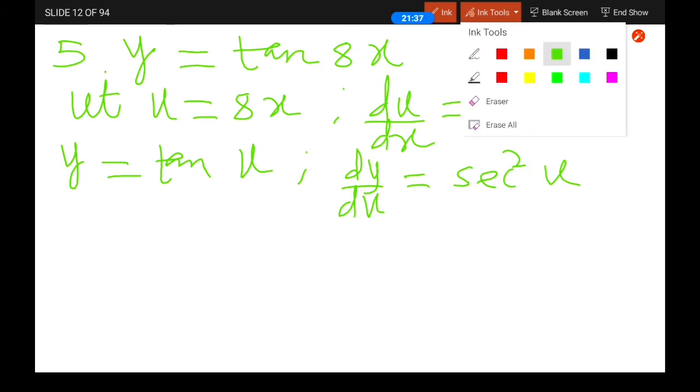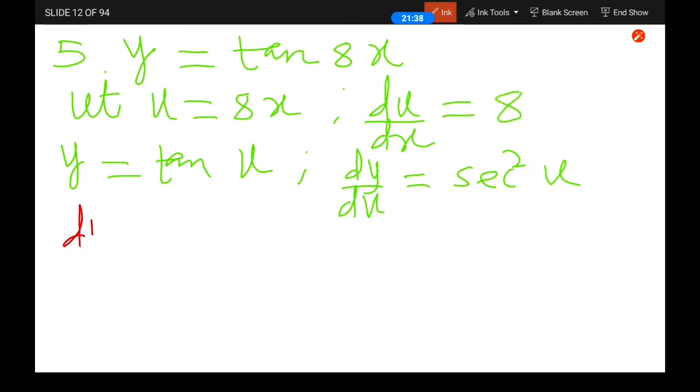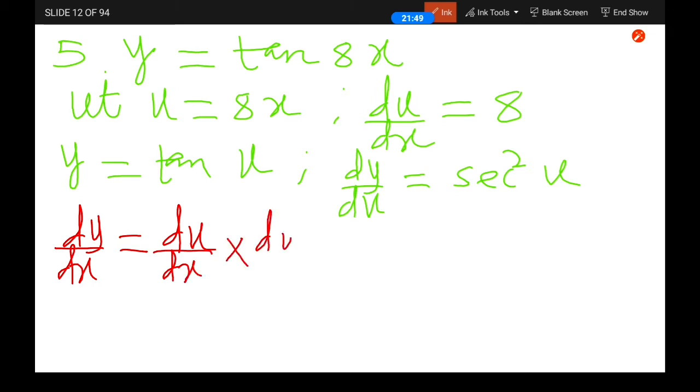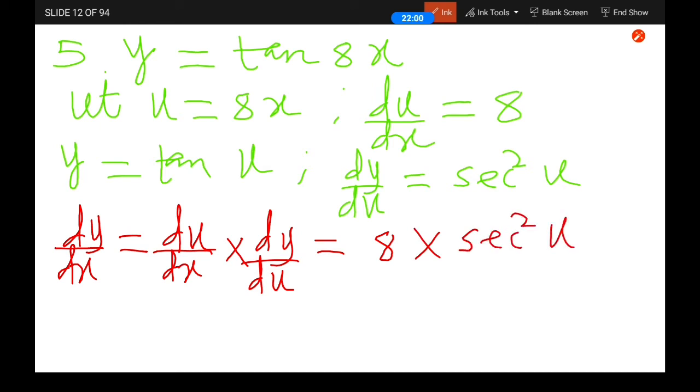Such that our dy dx will now be equal to du dx times dy du. Such that du dx, 8, times dy du, sec square u. Now let's put the value of u. So that becomes 8 sec square, u was 8x. So you put your 8x, and that is it.